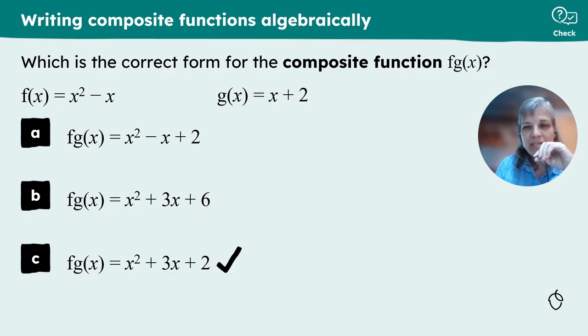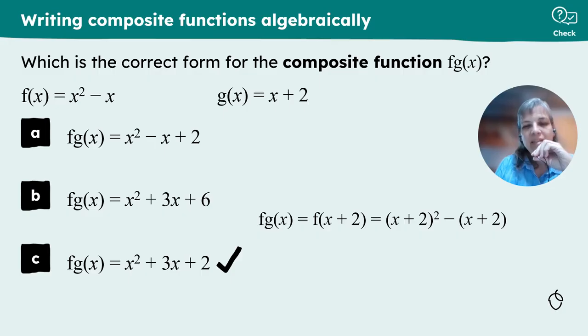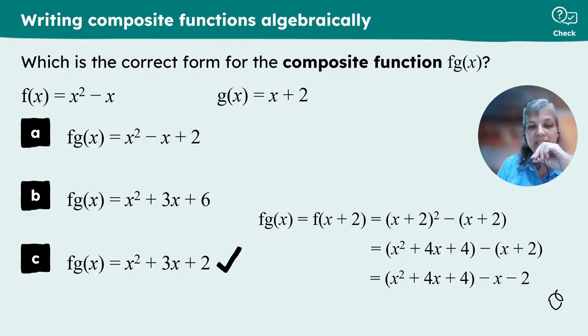Okay, you should have gotten the last one, part C, because the calculation is that you take x plus 2 and you square it, and then you subtract x plus 2 all in a bracket. And that then is the next line, which is then simplified down to x squared plus 3x plus 2.